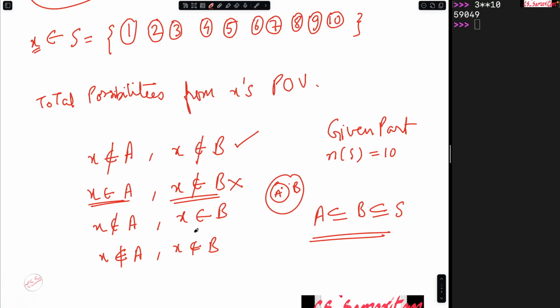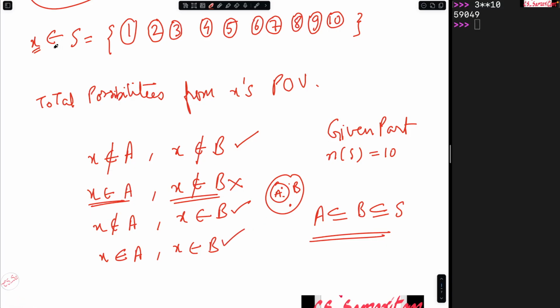Likewise, when x does not belong to A but it belongs to B, this is very easily possible. Likewise, when x belongs to A and x belongs to B, oh no, I've written it wrong over here. Let me correct this because this is a mistake. Very good. So x belongs to A and x belongs to B. So if x is this, it belongs to A also and it belongs to B also. This is also a possibility.